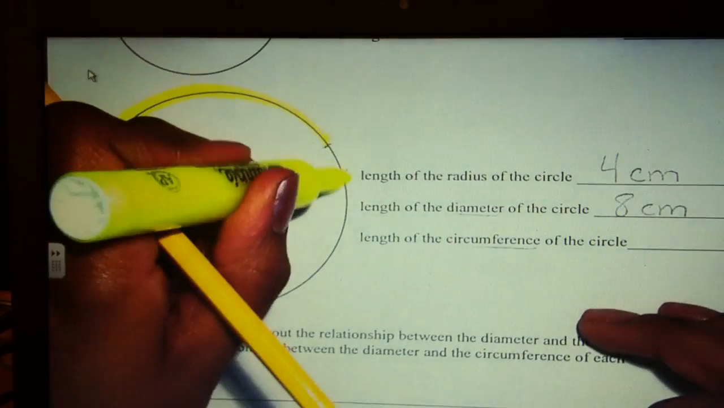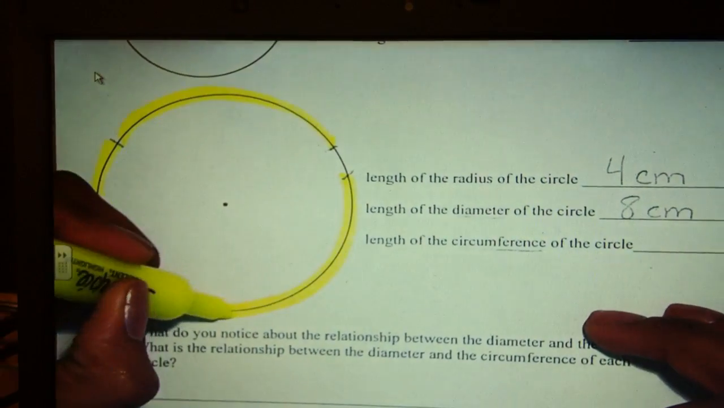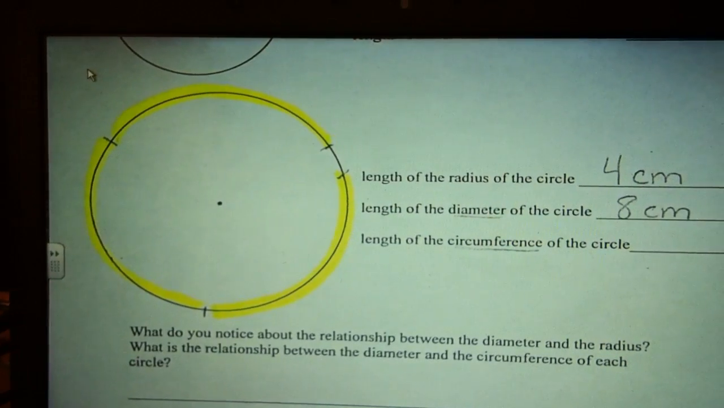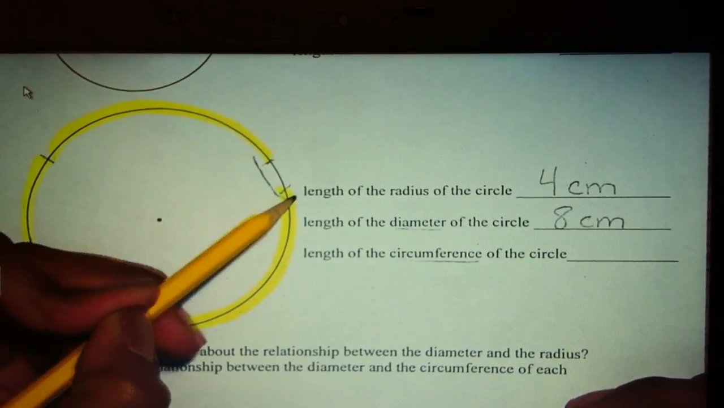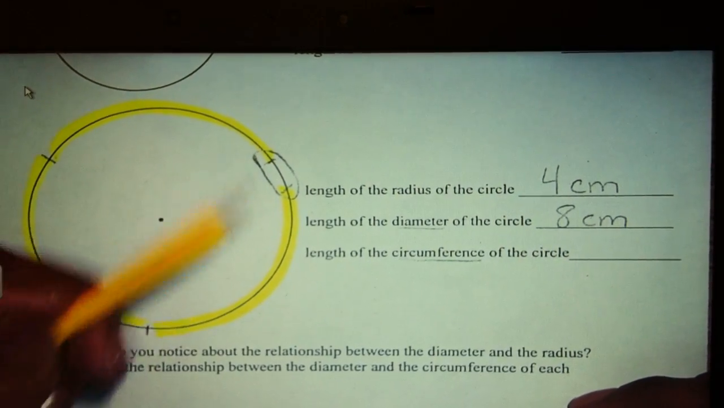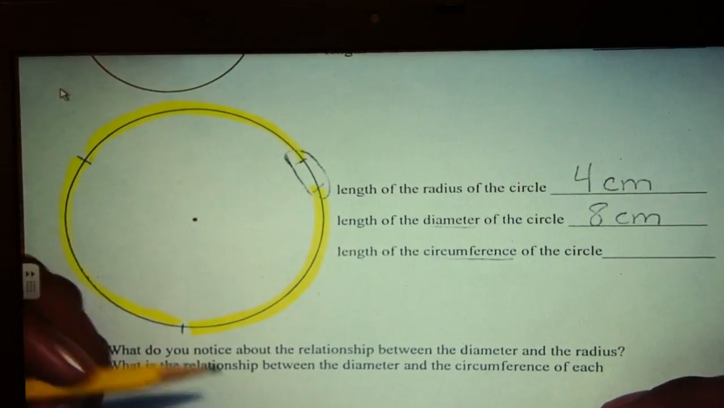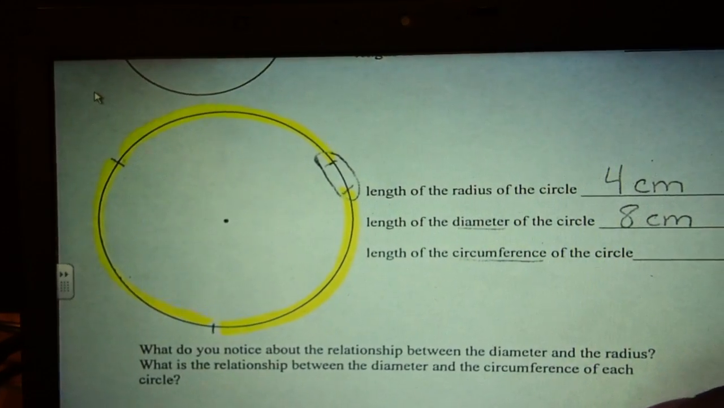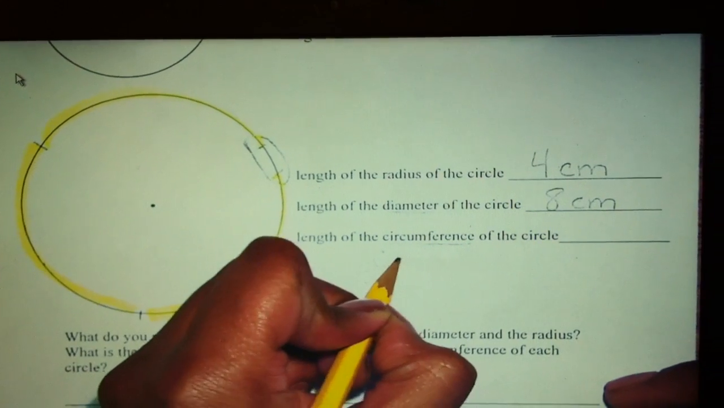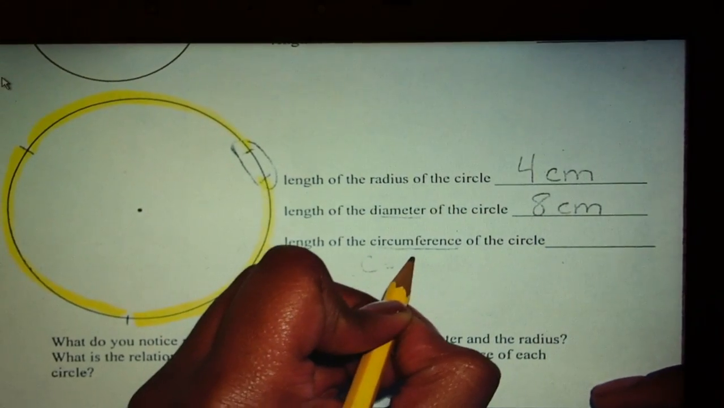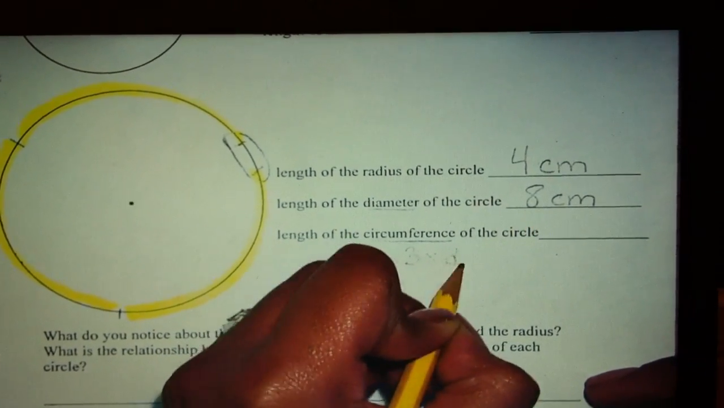What students found out is that the circumference is about 3 diameters. So it's a good estimate. Now what we can see is that the circumference is obviously a little bit larger than 3 diameters, but students just need to estimate. So the relationship between the circumference and the diameter is that the circumference is about 3 times the diameter.